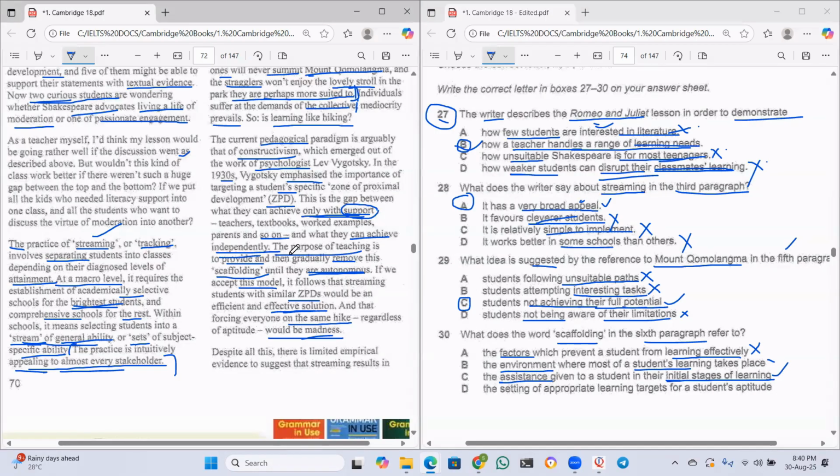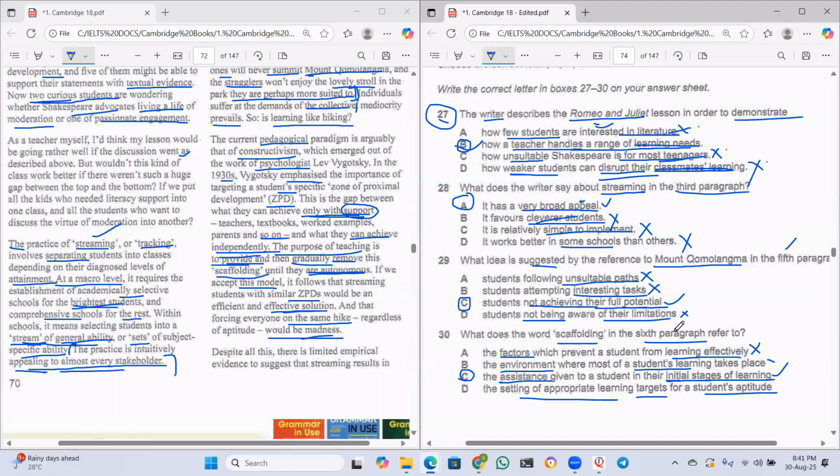Okay, so the purpose of teaching is to provide and then gradually remove the scaffolding until they are autonomous. Means initially, see, so initially they will give the support, and once the student is ready, then they will remove the scaffolding. That is the word scaffolding in the sixth paragraph. So C is the right answer, guys. Okay, even you don't have to read D option also, but I'll still do that. The setting of appropriate learning targets for a student's aptitude. Setting of appropriate learning targets. No, they are not setting any targets here, right? So D is also gone. C is the right answer, guys. Okay.